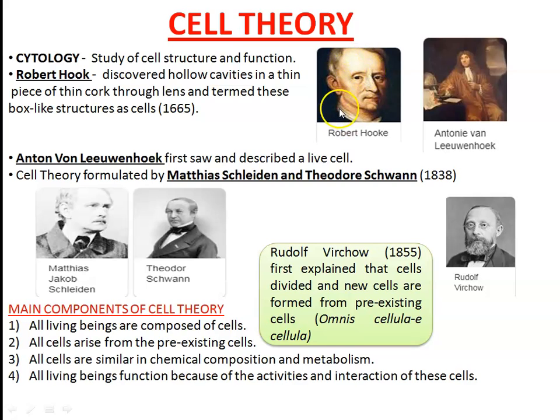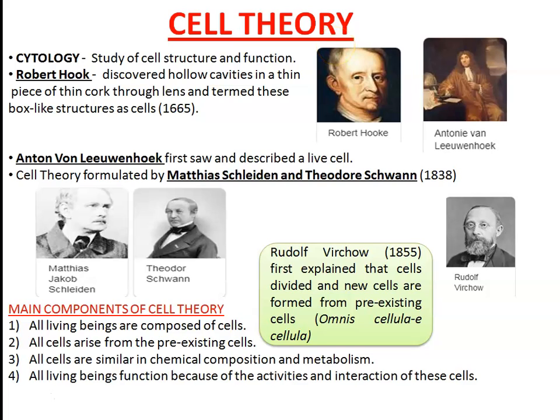This person was working with a piece of thin cork, and he was looking at it through a lens, and what he observed was honeycomb-like structures all over it, and he concluded that these small structures group together to form a particular thing. So he called these box-like structures cells. You need to remember, Robert Hooke is the one who coined the term cell in 1665.